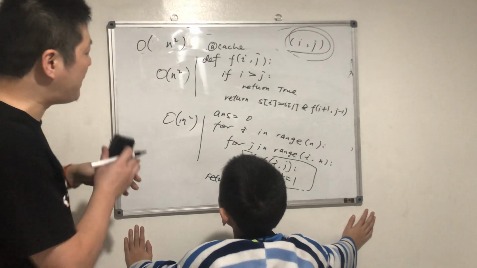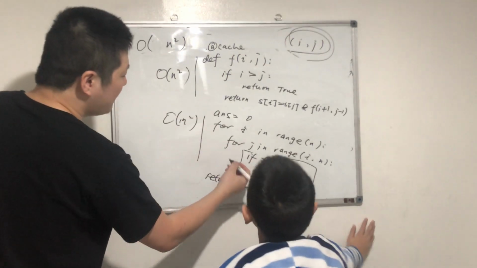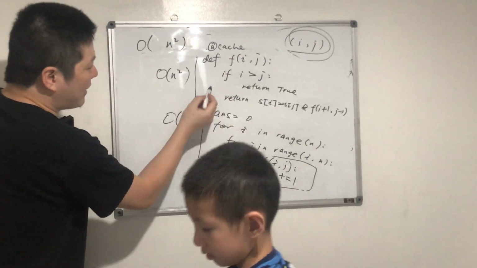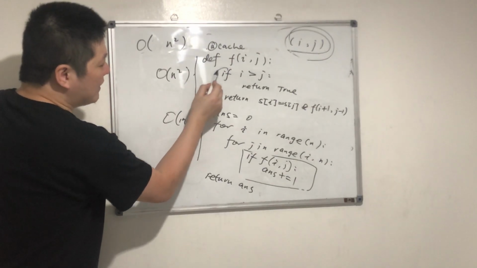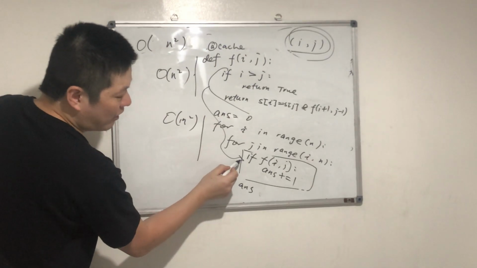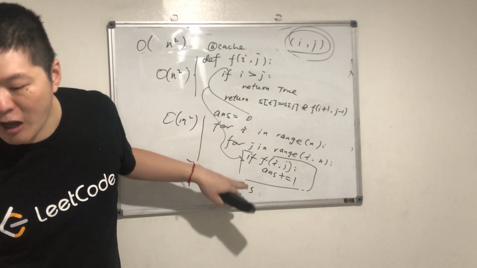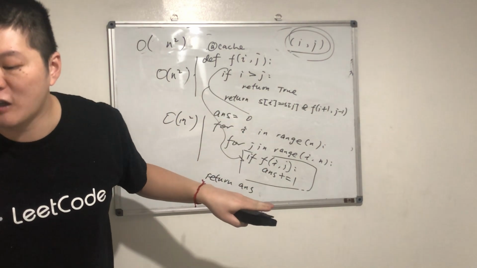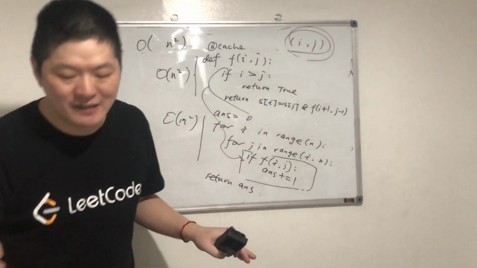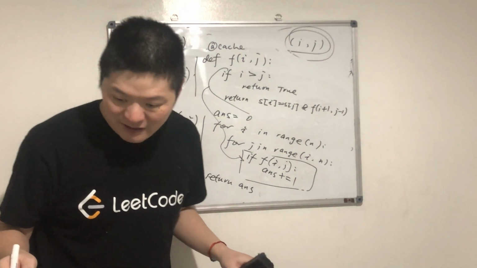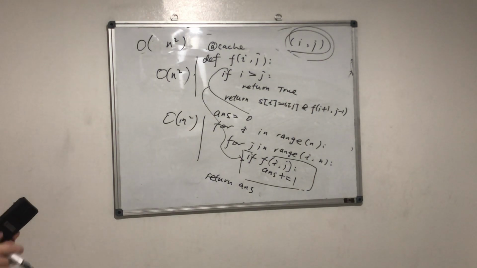But if I move this function inside this for, like the first one, the brute force, then it's O(n square) times O(n). So in this case, it's O(n cubic). Do you get it? Yes?